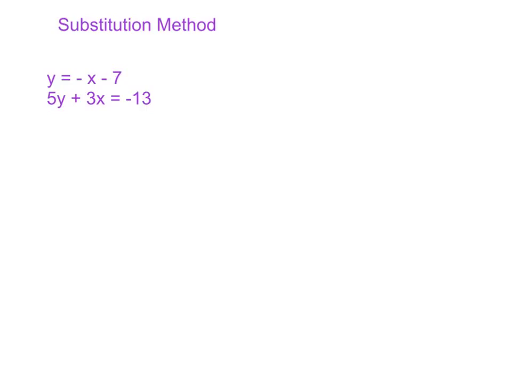In this screencast, we are going to look at solving systems of equations by the substitution method. And we're going to take a look at a problem where we have y equals negative x minus 7 and 5y plus 3x equals negative 13. So what we're going to do is look at the first equation, and we were told that y equals negative x minus 7. That means that in place of y, we could substitute negative x minus 7.